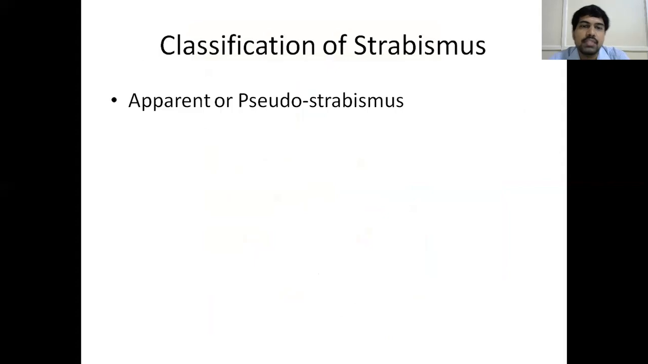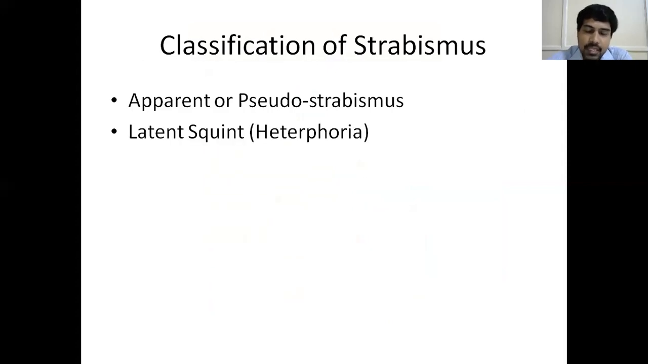Okay. Now, classification of strabismus. Basically, strabismus is the scientific name and squint is the common English term. So the classification of strabismus is apparent or pseudo strabismus. Anywhere in the medical field you have something pseudo. Pseudo means false. So why is it called false? We'll see in the later slides.